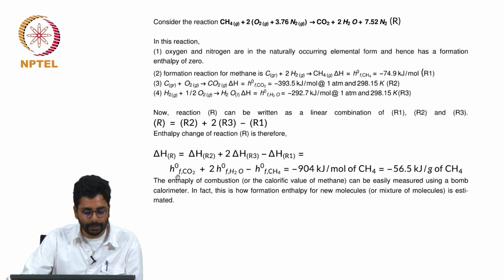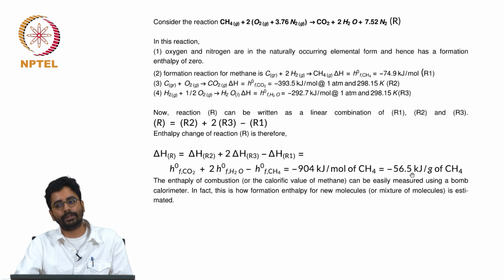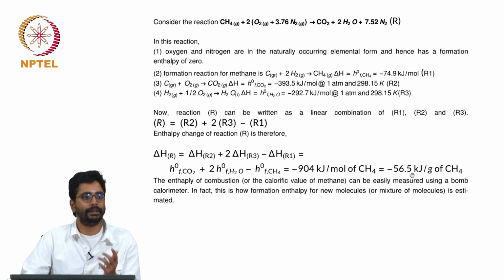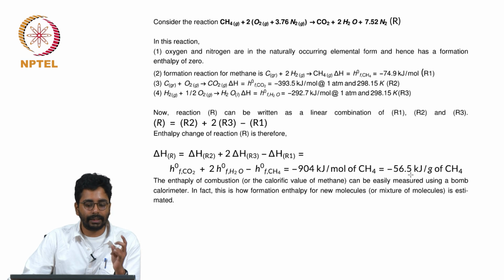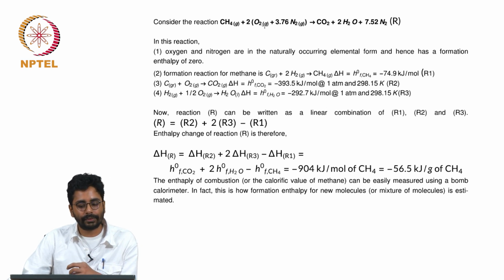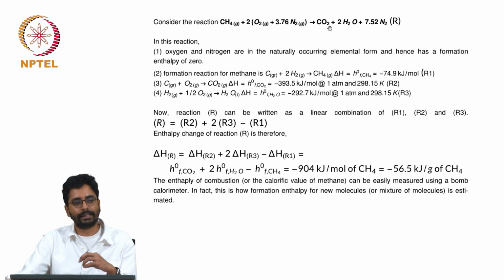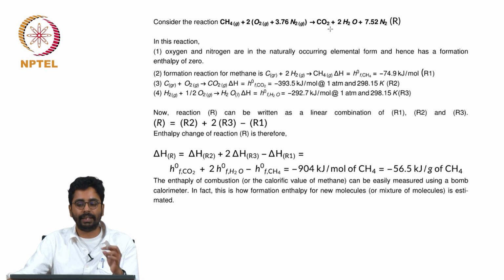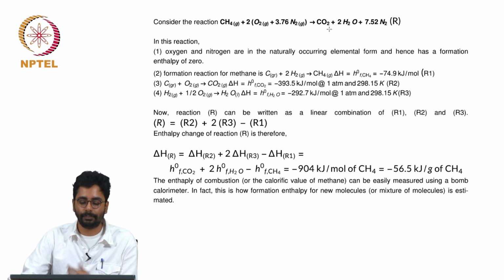Okay. So from here we can calculate the enthalpy of combustion or the enthalpy change for this reaction, which, as I have indicated here, is negative 56.5 kilojoules per gram. It is negative because it is exothermic. The energy required to break the bonds of methane and oxygen is smaller than the energy that is released when the bonds of carbon dioxide and water and other product molecules are formed.